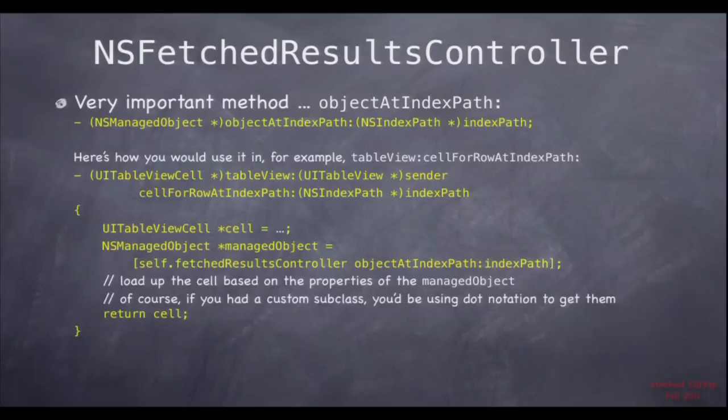So if you have to implement cellForRowAtIndexPath, one of the first lines in there after you create your cell is going to be managedObject equals self.fetchedResultsController objectAtIndexPath, the index path you got as an argument. Now you've got the managed object. You can do valueForKey on it, or if you've got a subclass of it, you can use dot notation to get the properties of that object. Because remember that in a Core Data driven table view, every row is represented by an object in the database. Okay? One-to-one relationship between a row and an object in the database. And remember, what objects are in each row is controlled by a fetch request, okay?